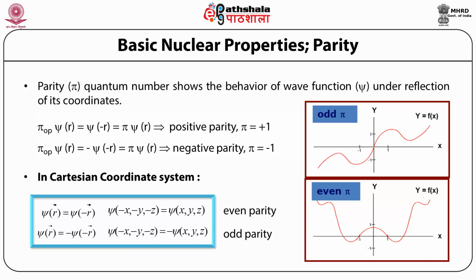And when psi(-x, -y, -z) is equal to minus psi(x, y, z), then we consider it as odd parity. The meaning of odd and even parities in nuclei is shown in the figure on the right hand side. The top picture shows the odd parity, where the behavior of the wave function is changed after suffering reflection of its coordinates, and in the bottom picture the even parity is shown, which indicates that after the reflection of the coordinates, the behavior of the wave function remains the same.